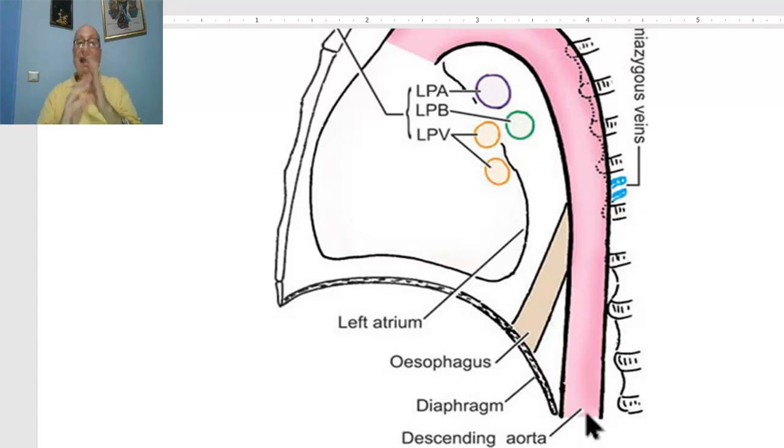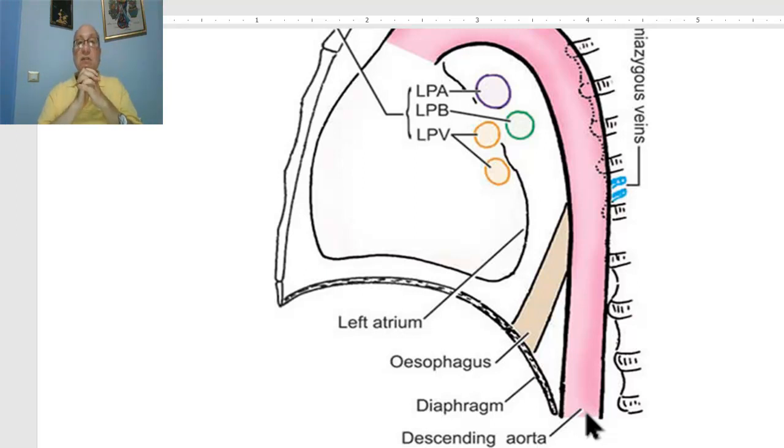The thoracic aorta ends by passing through the aortic opening in the diaphragm at the level of T12 vertebra, passing to the abdomen to continue as abdominal aorta.